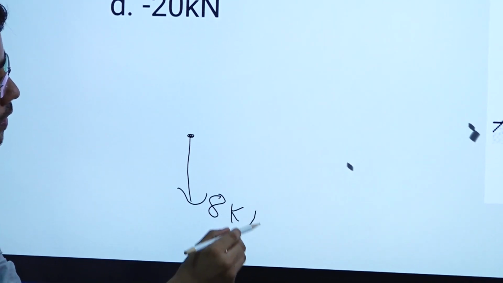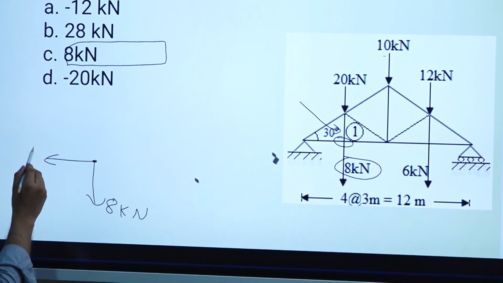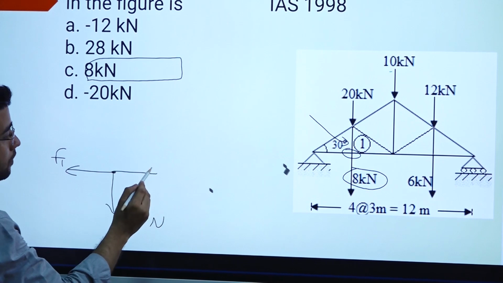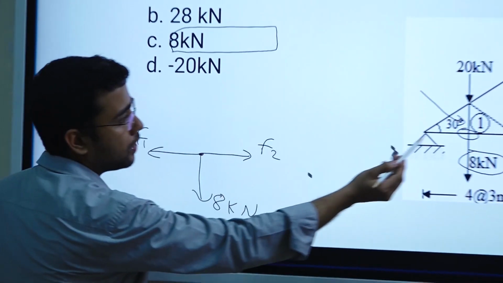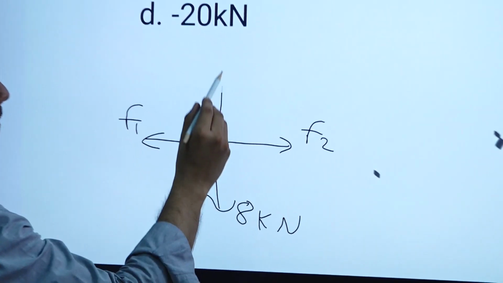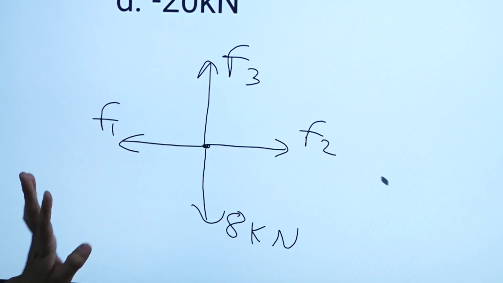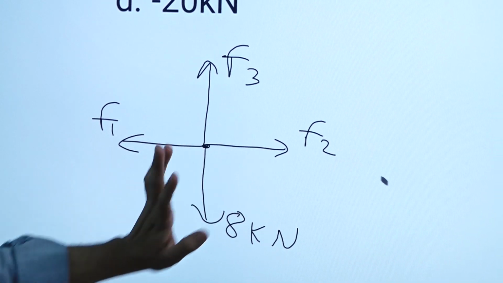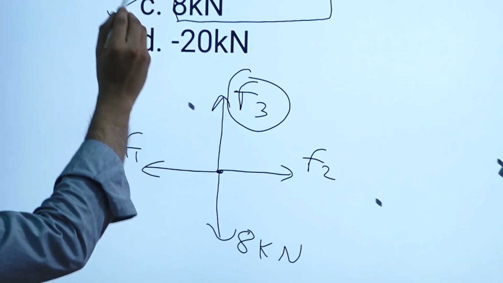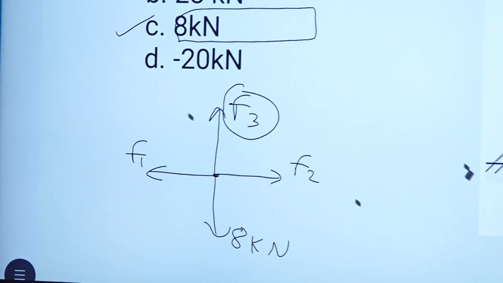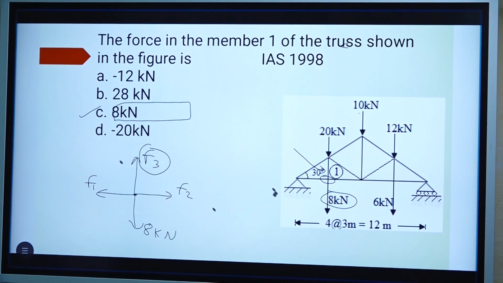One force is already known. Other forces we don't know. Suppose because of this member, this force F1 is acting, one force F2 is acting because of this member, and one force F3 because of the vertical member. So directly we can see that when we resolve the forces, F1 will be equal to F2 and F3 will be equal to 8 kilonewton. We directly found the answer, that is 8 kilonewton. So in this case we do not have 0 as the answer, we have 8 kilonewton.